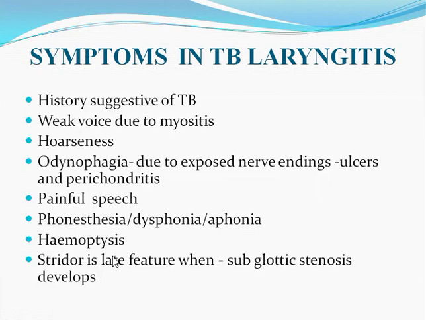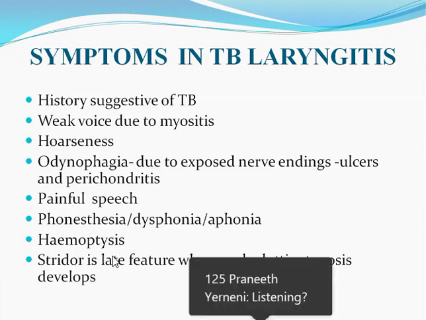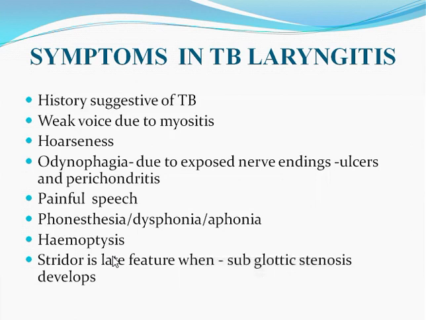The history is suggestive of pulmonary tuberculosis. Weak voice is due to myositis. The patient will have associated hoarseness and will even complain of odynophagia due to exposed nerve endings in the ulcers and also the perichondritis. The patient will have difficulty or painful swallowing, odynophagia. They will even have painful speech, phonasthenia and dysphonia, and sometimes they will end up with aphonia.